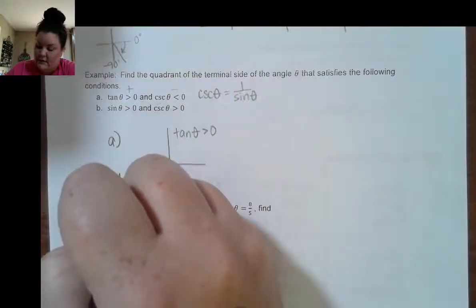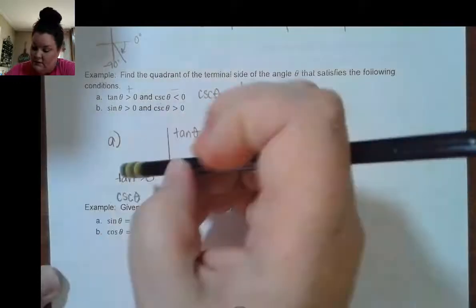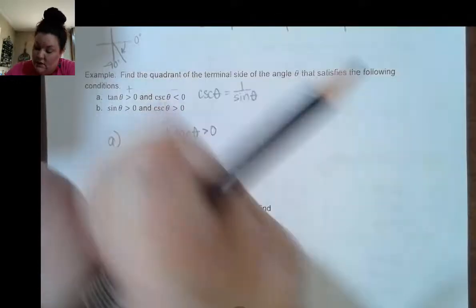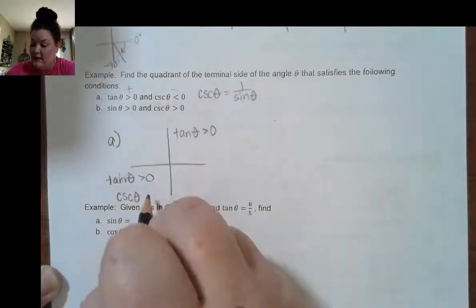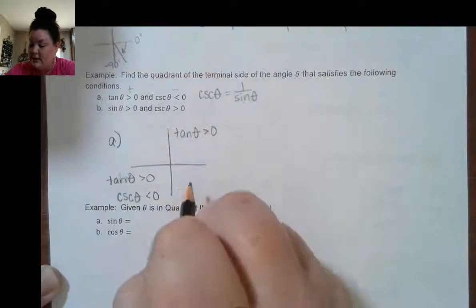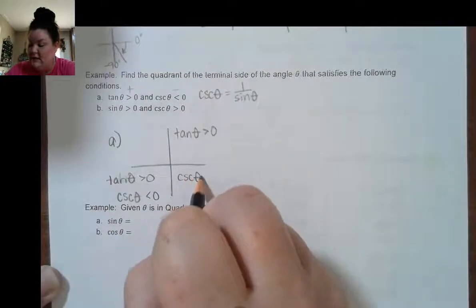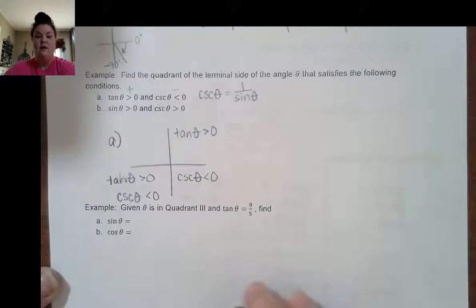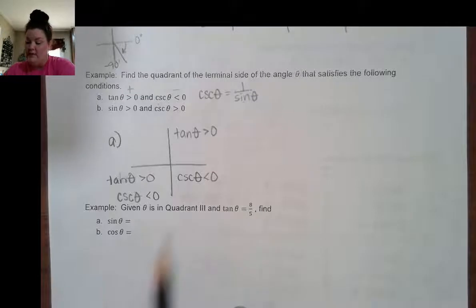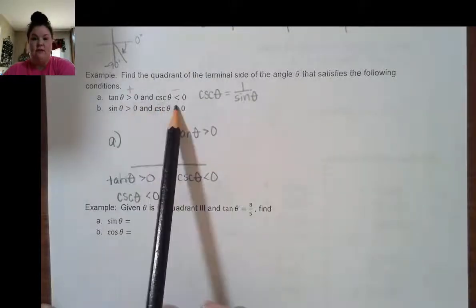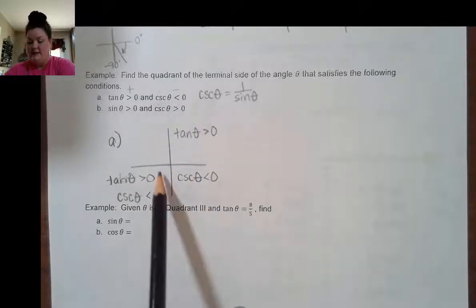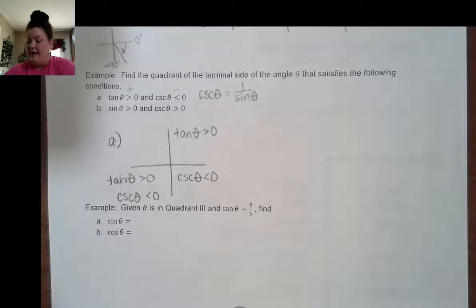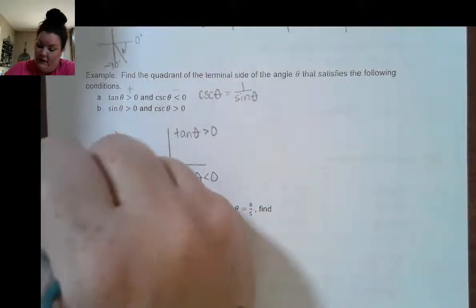So cosecant, oh, I did the ultimate sin. I just realized I didn't write a theta after this tangent. Let me write this tangent theta. Sorry. So cosecant theta is less than 0 here, okay? So what we're doing on part A is we're trying to determine where both of these stipulations are satisfied, right? And you can see that the only place where these two stipulations are satisfied is down here in quadrant 3. So my answer for part A would be quadrant 3.